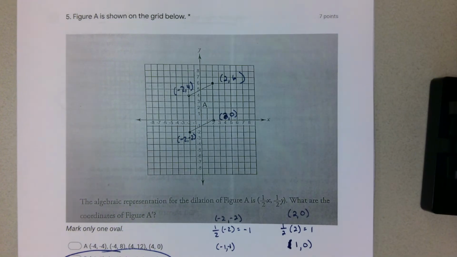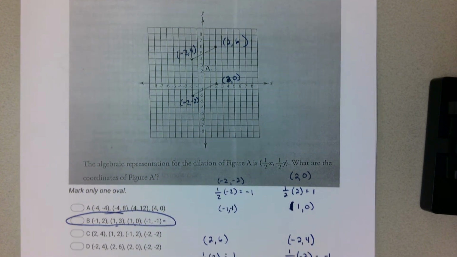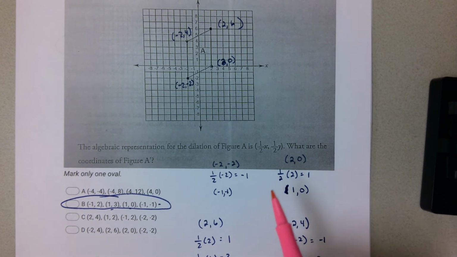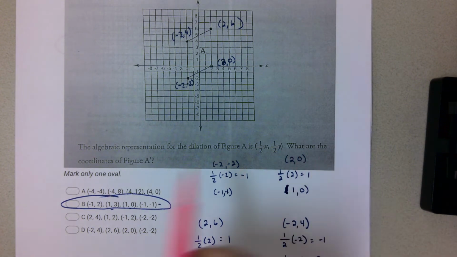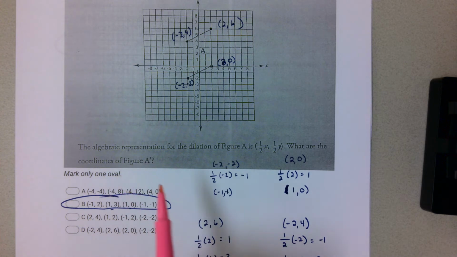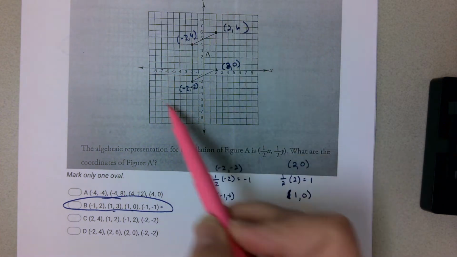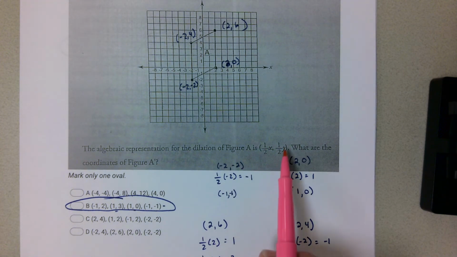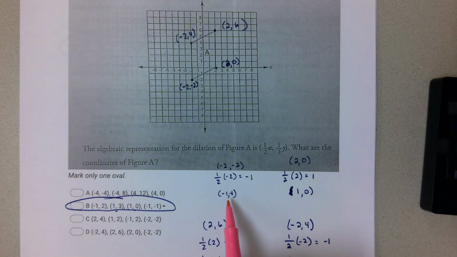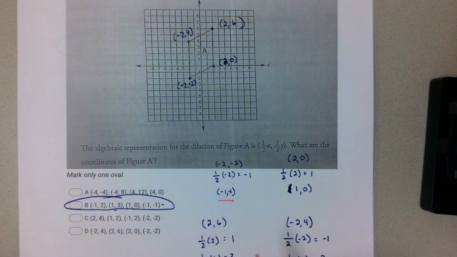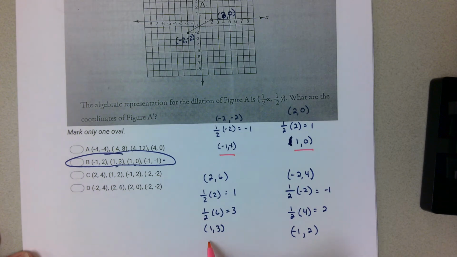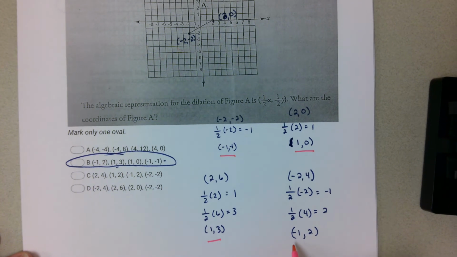Number 5, figure A is shown in the grid below. The algebraic representation for the dilation of figure A is 1/2 x and 1/2 y. What are the coordinates of figure A prime? So I found the coordinates of my figure A, and then I just multiplied my x value and my y value times 1/2 to get my new coordinates. So I have -1, -1, 1, 0, 1, 3, and -1, 2.